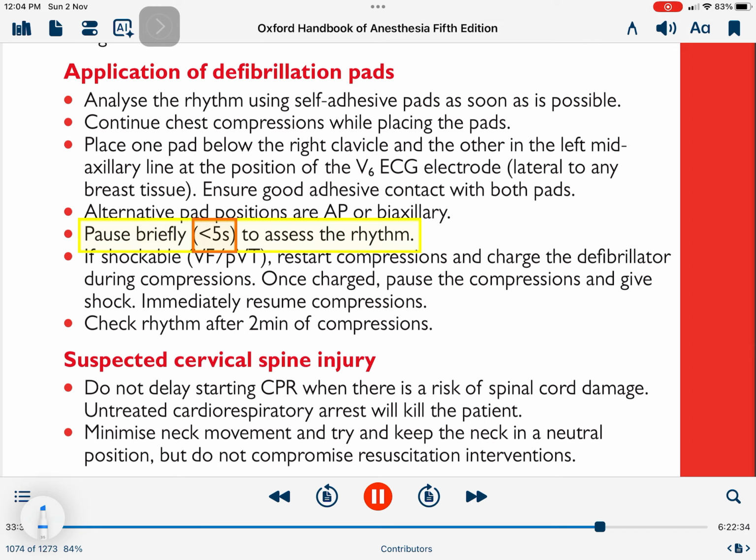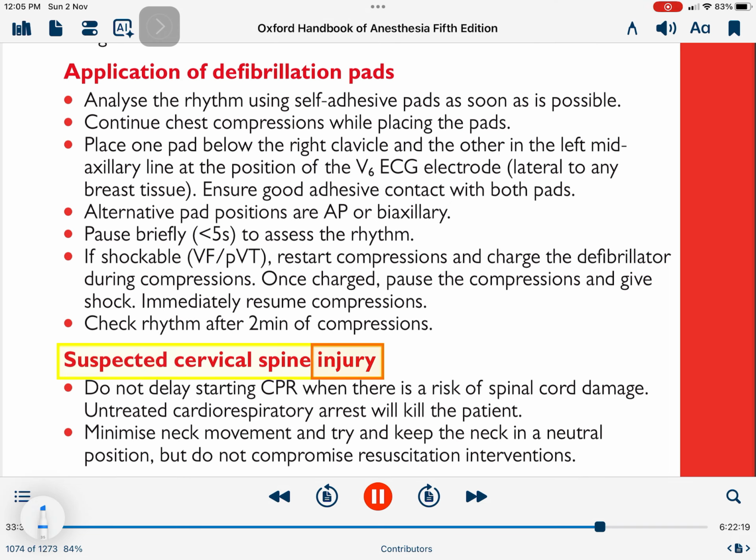Pause briefly, 5s, to assess the rhythm. If shockable, VF/pVT, restart compressions and charge the defibrillator during compressions. Once charged, pause the compressions and give the shock. Immediately resume compressions. Check rhythm after 2 minutes of compressions.